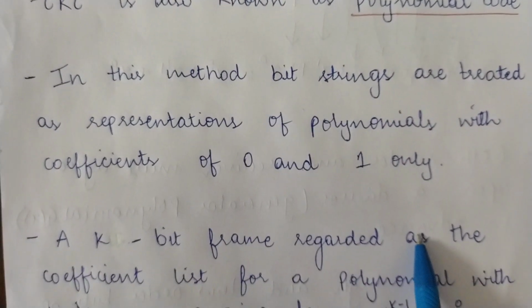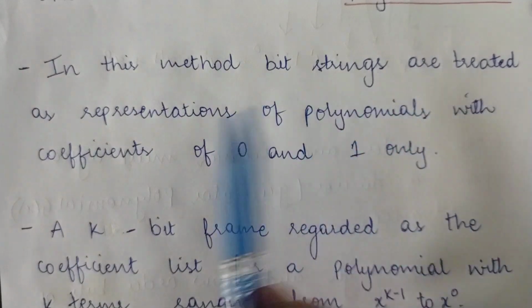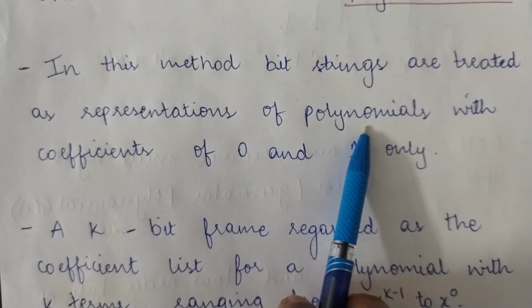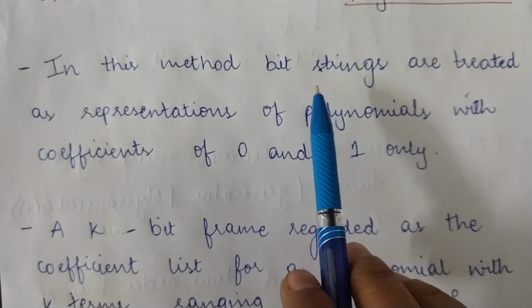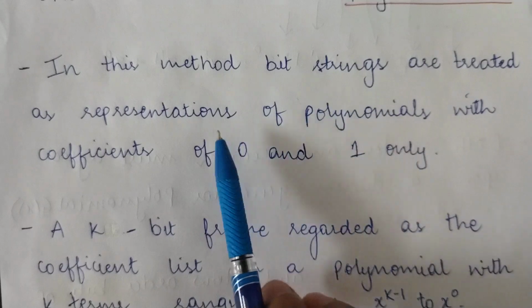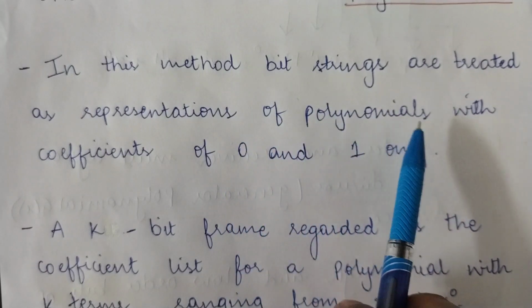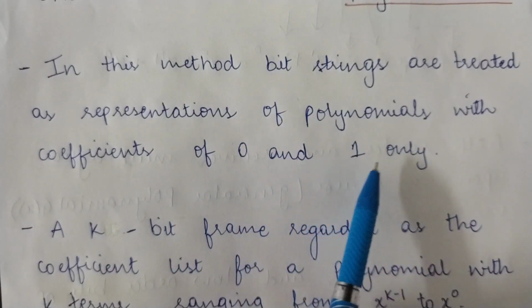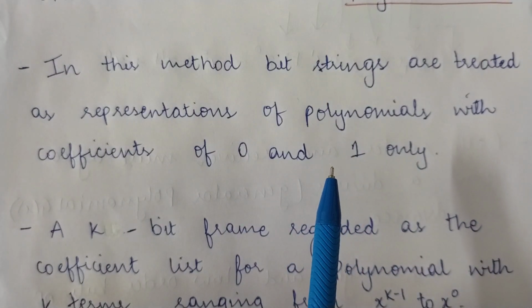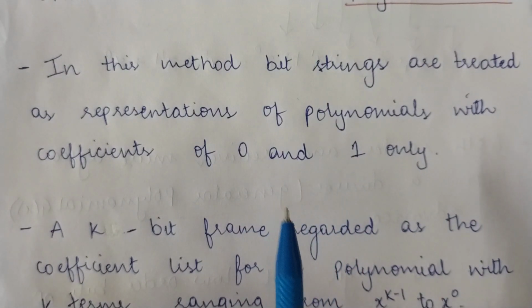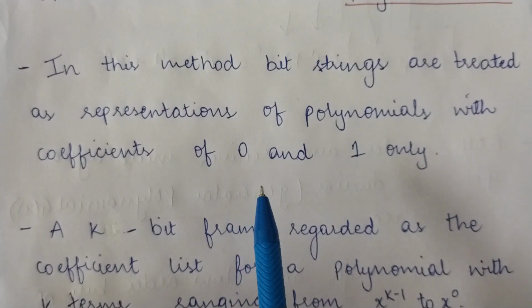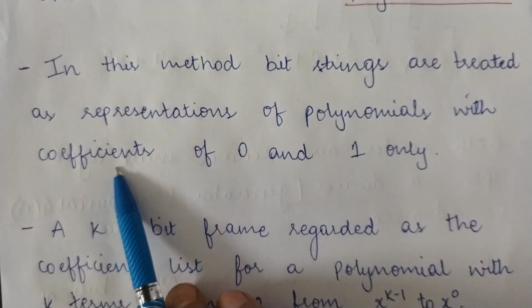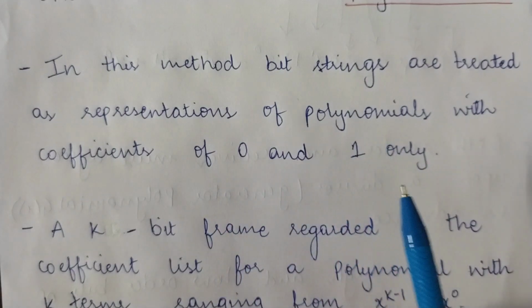Now the CRC code is also known as polynomial code. Basically in this method, the bit strings are treated as representation of polynomials. That is why it is known as the polynomial code, because the bit strings, the collection of zeros and ones, are treated as representation of polynomials where the coefficient would only be zeros and ones. Since we are not talking about any integer numbers, we are talking about binary numbers. So if we are treating the bit strings of binary numbers as polynomials, it is quite obvious that the coefficients would be either 0 or 1.